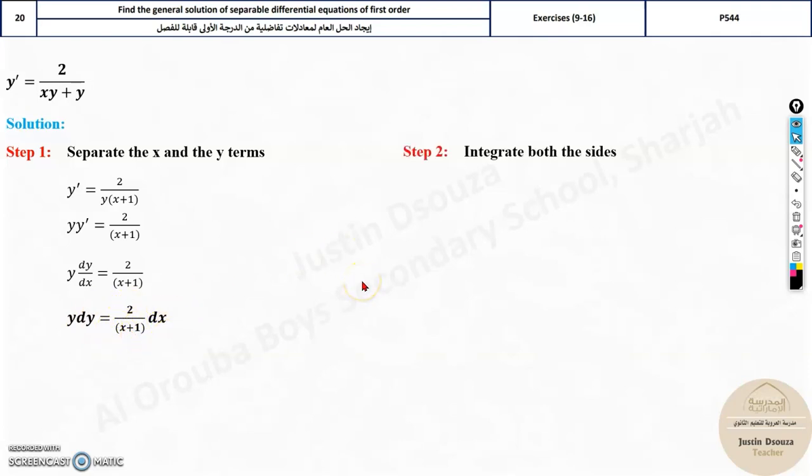Now it's not over. Over here you need to find the solution by integrating on both the sides. Because there is dy and dx, you can integrate both the sides. The left side with respect to y because of dy, and the right side with respect to x because of dx. All you do is integrate it, not differentiate, integration over here. You get y squared by 2 equals 2. Now whatever is in the denominator comes up, natural logarithm of x plus 1, and this is the first constant. This is a constant of integration.